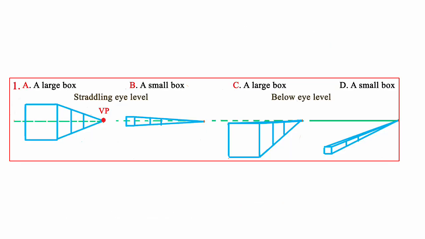Large boxes result in the most dramatic perspective because their converging lines widen the most. Small boxes appear flat regardless of their position. This one could be a house in the distance, whereas this one could be seen from a low-flying plane.